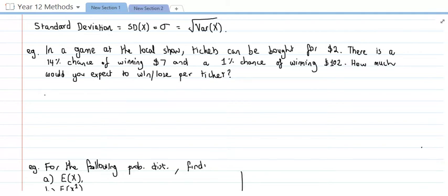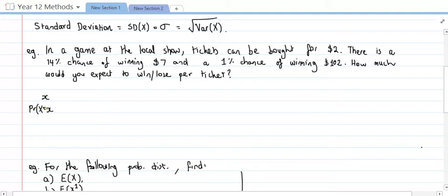So we could have x being the amount that is won, and the probability of X equaling x will be our associated probabilities. Now, a person can buy the ticket and not win anything, so they would, in that case, lose $2. They could also win $7, which means that they've won the price of the ticket back plus an extra $5. Or they could win $102, which means that they've won the price of the ticket plus $100.